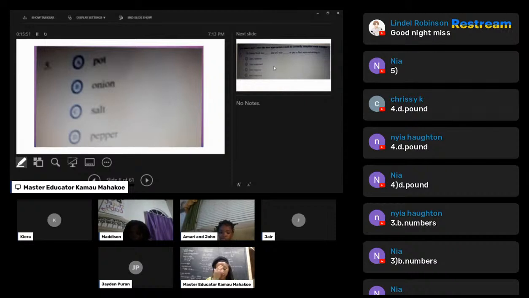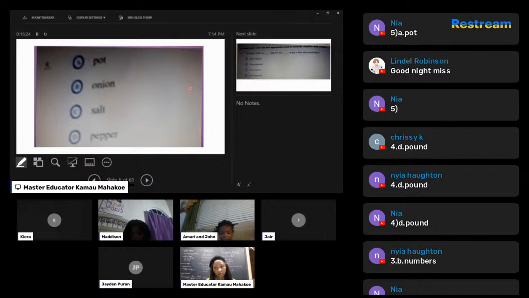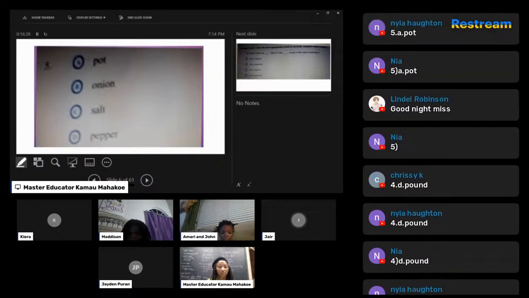So we're back to JR, number 5. So which one is different? Which one is the odd one out? Miss, for number 5, you have A, pot; B, onion; C, salt; D, pepper. Miss, the odd one out is pot, because the onion, salt, and pepper are different herbs or spices you can add to a meal, while the pot is an item you use to cook. Okay, all right, fair enough.